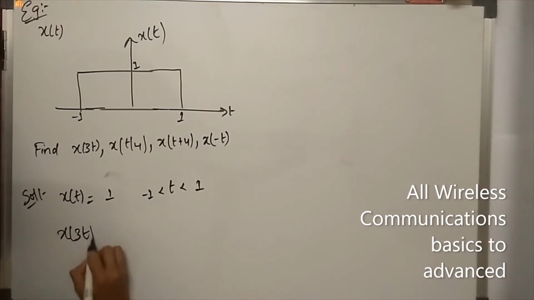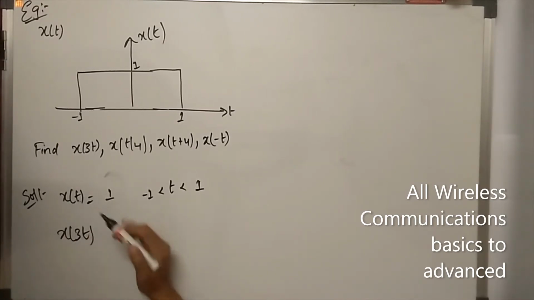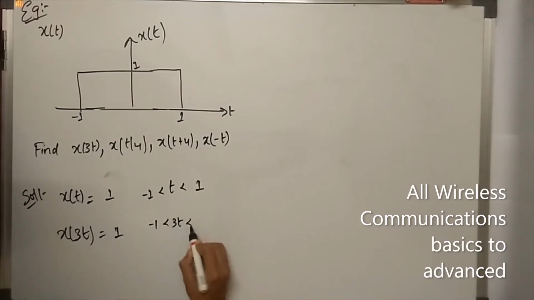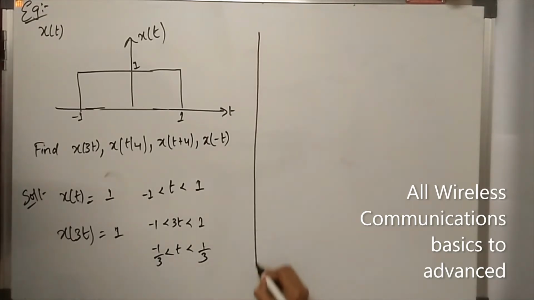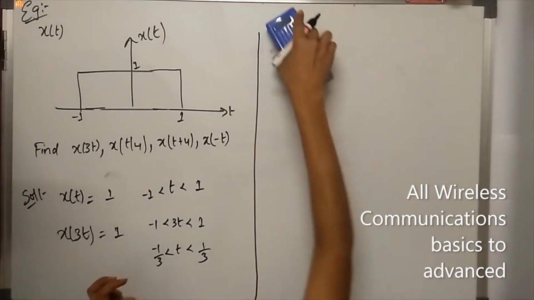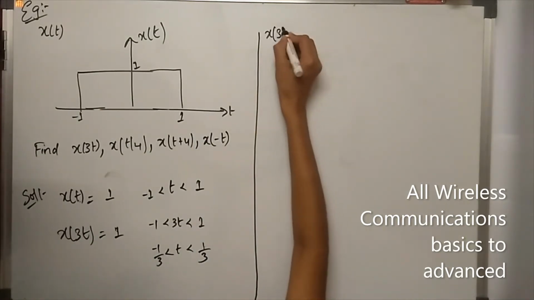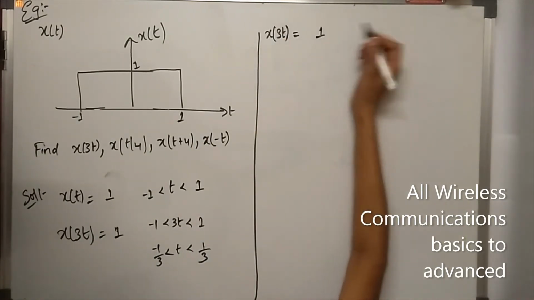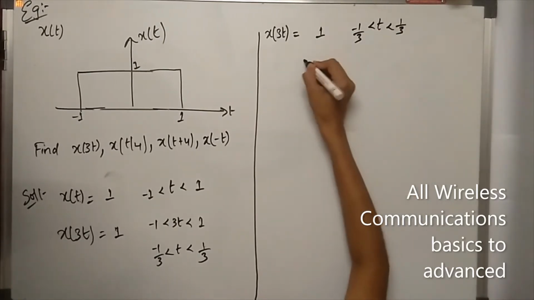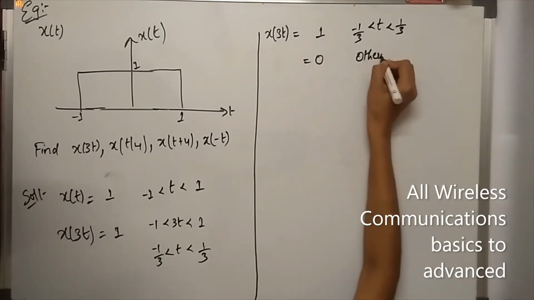x of 3t. Wherever you find t, just replace it by 3t. So this is 1 for -1 less than 3t less than 1. So this is equal to -1 by 3 less than t less than 1 by 3. So now I can say that x of 3t is equal to 1 for t greater than -1 by 3 and less than 1 by 3, and this is equal to 0 otherwise.